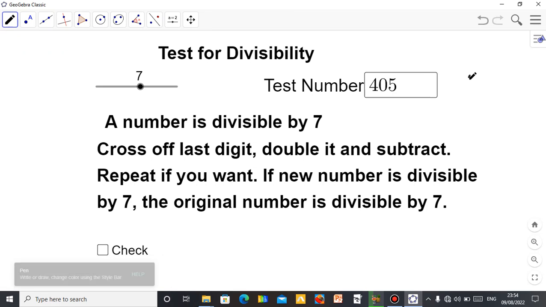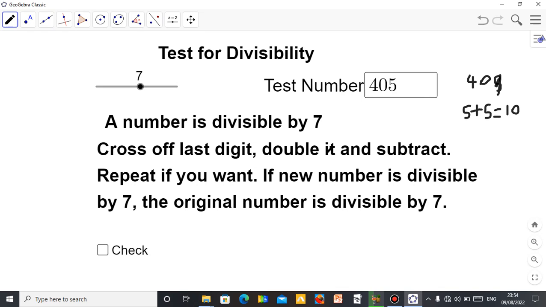Cross it off. Let's say 405. Cross it off means take it out like this. So I'm left with 40. I've crossed this one out, so I'm left with 40. Then double it, the number you remove, which is 5, double it, that means 5 plus 5. So your answer should be 10.